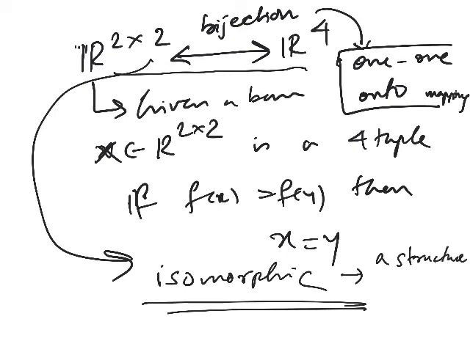What is structure here? Don't get scared by these terms. Structure is a vector space structure. R2 cross 2 is a vector space. R4 is also a vector space. This mapping from one matrix to a 4-tuple and its inverse, you're basically going from one vector space to the other vector space. So the fact that they are both vector spaces is preserved. That is why it is called a structure preserving map.